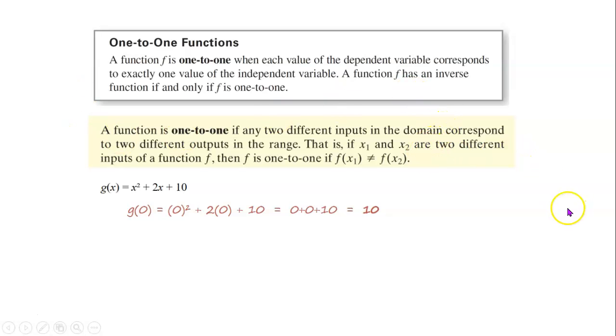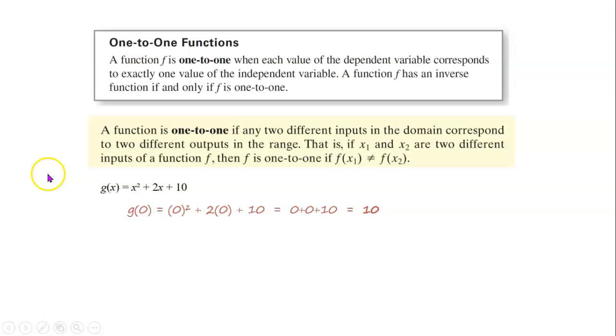So what does it mean for a function to be one-to-one? It means each value of the dependent variable, what comes out of the function, corresponds to exactly one value of the independent variable, what goes into the function. Another way to put it is that for a function to be one-to-one, two different inputs correspond to two different outputs. So if you plug two different x's in, you're going to get two different values for y, or f of x, out.